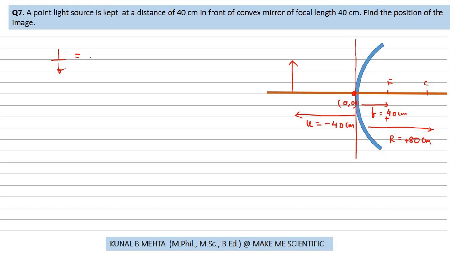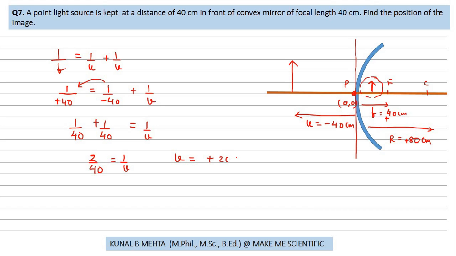Now here again 1 upon f is 1 upon u plus 1 upon v. Now focal length this time is plus 40. Object distance is minus 40, plus 1 upon v. We should know that the image should be between pole and the focus. This is the pole, so the image has to be smaller than the object and between P and F. So our answer v should be positive. So I am going to shift this minus 1 upon 40 to the other side. It becomes plus 1 upon 40. So 2 upon 40 is 1 upon v. So v is equal to plus 20 centimeters, and my answer should be less than the focal length. So this is correct, right? So the position of the image is nothing but the image distance.